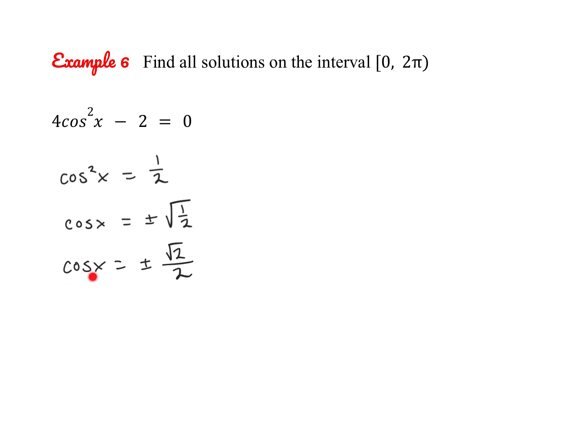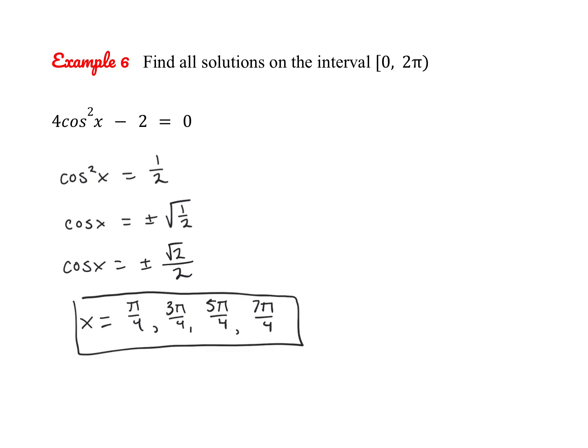So we're wondering which angles have the cosine whose value is root 2 over 2. And since it's plus or minus, we are really looking for the angles in all 4 quadrants. So we actually are going to have 4 answers here. So we have pi over 4, that's our answer in quadrant 1, 3 pi over 4, 5 pi over 4, and 7 pi over 4.